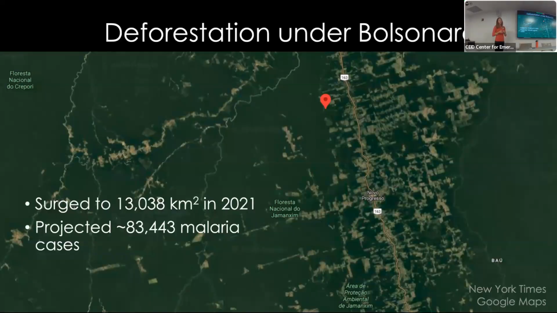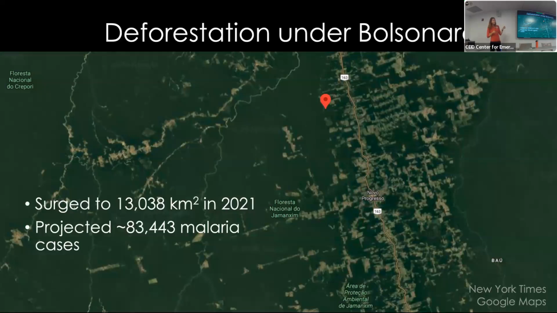And this has important policy implications because, as you probably know, the previous administration in Brazil was really aggressively promoting clearing of the Amazon and development in the Amazon, quote unquote development. And we saw a massive increase in deforestation in places like the Jamanchim National Forest. So here you can see that fishbone pattern really clearly from aerial imagery. Deforestation in 2021 surged to over 13,000 square kilometers.